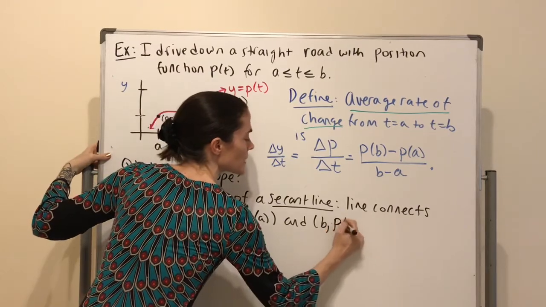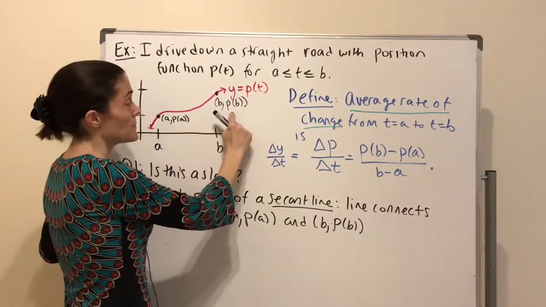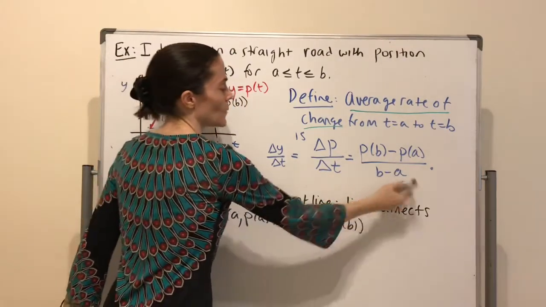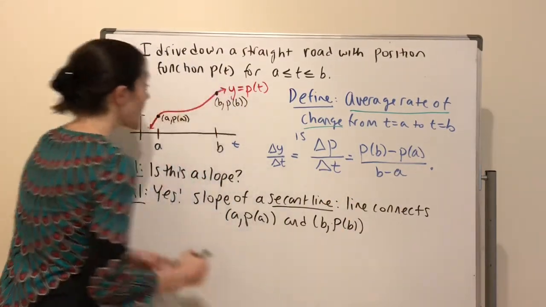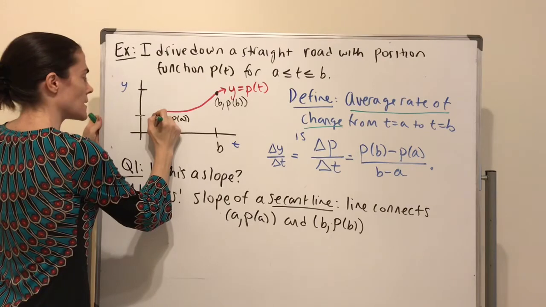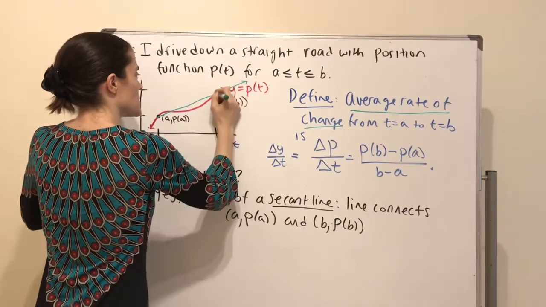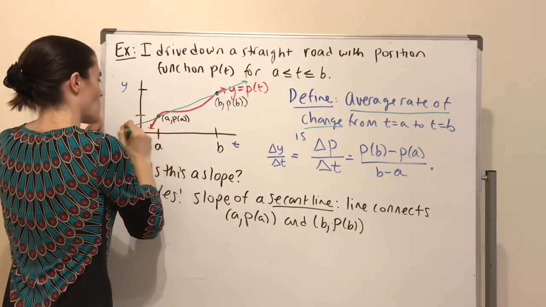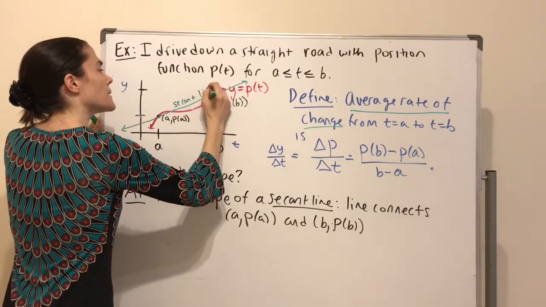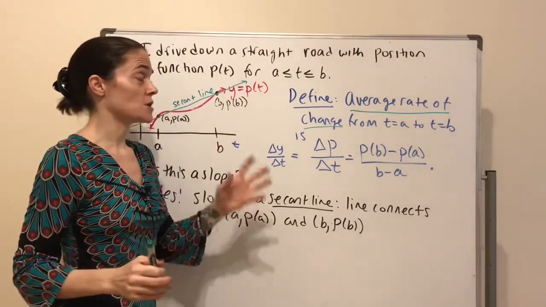You see it in the formula, right? Here is the point A, P of A, and B, P of B. This would be y2 minus y1 divided by t2 minus t1. And if we just connect these two black points with a line, it would be something like this. So this green is the secant line. The slope of this secant line is the average rate of change on the interval.